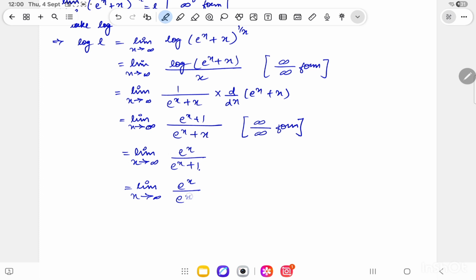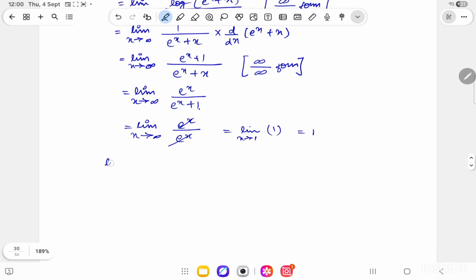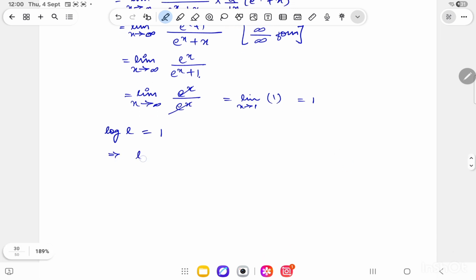It's still in infinity form, so again using L'Hopital's rule I'll be getting e^x upon e^x. Now this time the e^x cancels the e^x in the numerator, so I got the limit as x approaches infinity of 1, which equals 1. So I got log L equals 1, but I had assumed that the limit equals L. So from here, L is basically e^1. So my L is e.